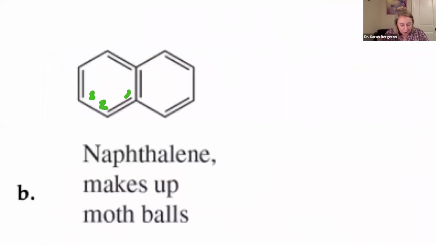1, 2, 3, 4, 5, 6. I have 6 carbons, and inside of that 6 carbon ring, I have alternating single and double bonds. So my double bonds there in green, my single bond in red. But then if you look at the next one, right? Double bond, double, double, double, and then single, single, single. So you alternate double bonds and single bonds.